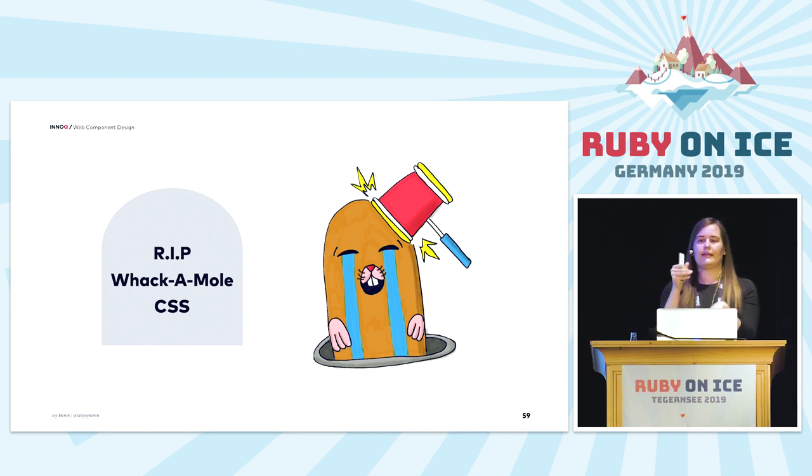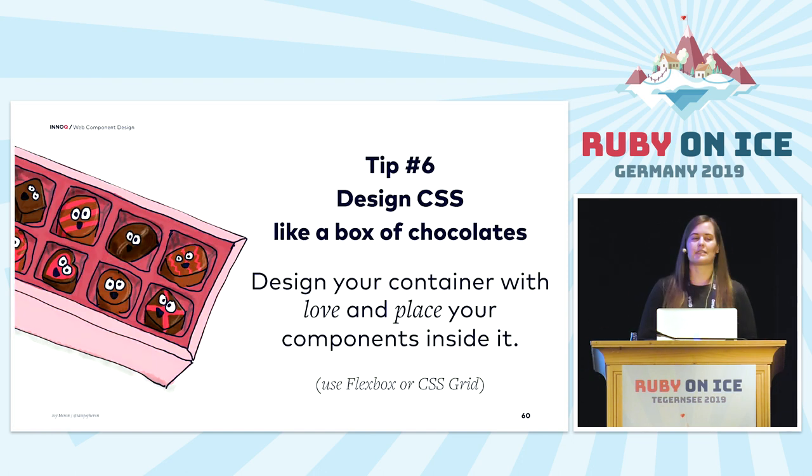So I would spend all this time making it pretty, and then it would just pop out in some completely random spot, or I'd make the browser bigger and the elements would fly all over the screen, and it was really frustrating. But now, luckily, there are CSS rules which make this so much easier. So my tip for you all is that we should design our CSS like a box of chocolates. We should design our container with love, and then we can just place the elements or components that we've designed inside of our container. The keywords here are either use flexbox or grid.